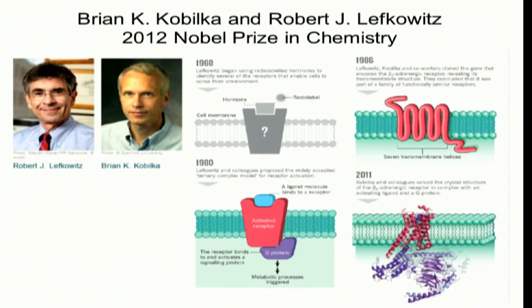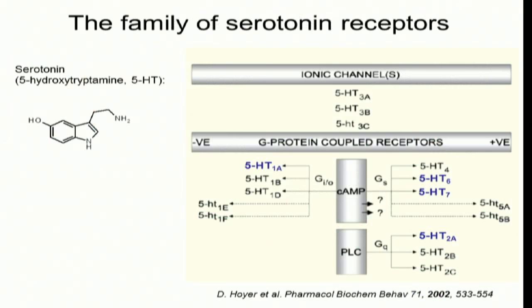So this is a very important fact, that we now have much more data about structural features of those receptors and the signal transduction. To narrow down the scope, in our work, we focus on the family of serotonin receptors. Serotonin is a neurotransmitter. There are a lot of serotonin receptors. These are all G protein coupled, while the 5-HT3 receptor is an ion channel.